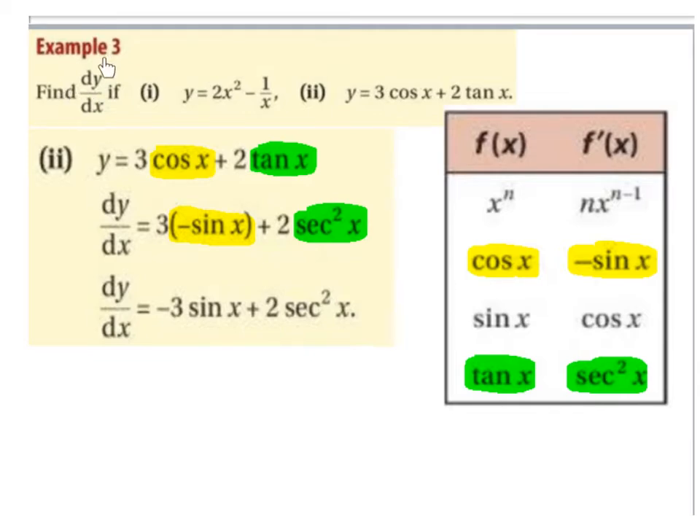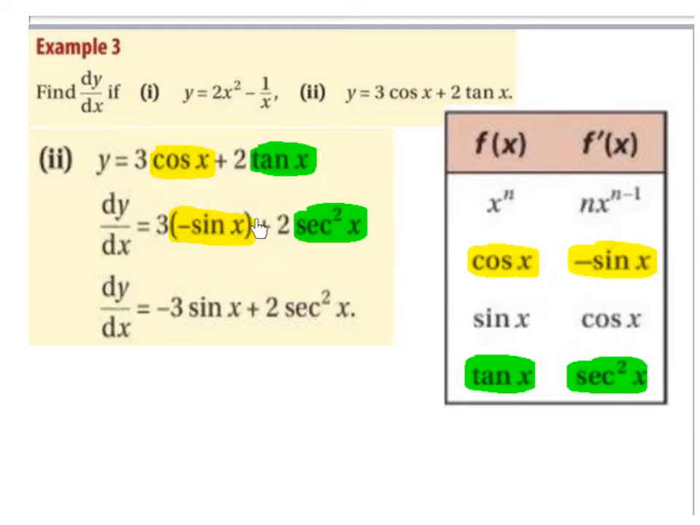So find dy/dx if y equals 3 cos x plus 2 tan x. So y is equal to 3 cos x plus 2 tan x. So dy/dx is going to be 3 multiplied by minus sine x, because the derivative of cos x is minus sine x, plus 2 sec squared x, because the derivative of tan x is sec squared x.